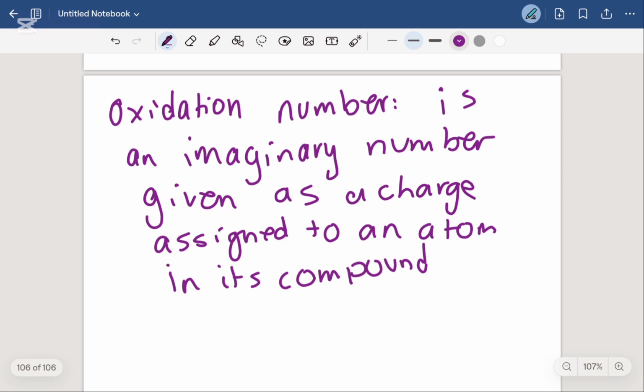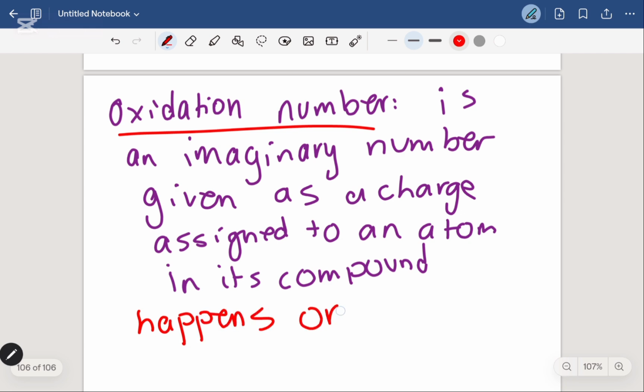Because in its compound, the atom can share its charges with other elements. If you're considering an element itself, it's not sharing charges, which will counteract the definition of oxidation number. Because oxidation number, I'm going to write it in red, happens only if charges are shared.